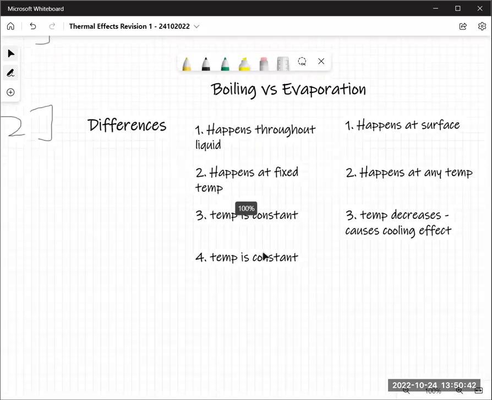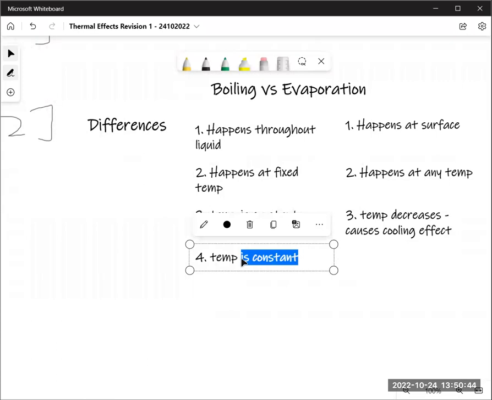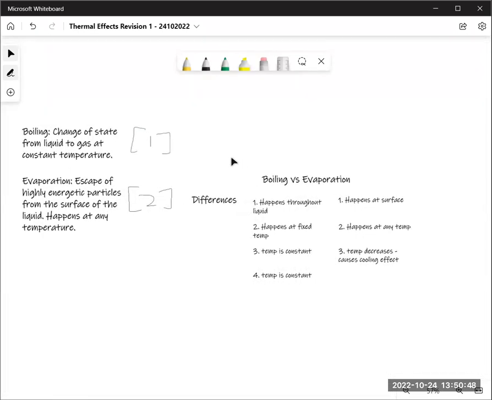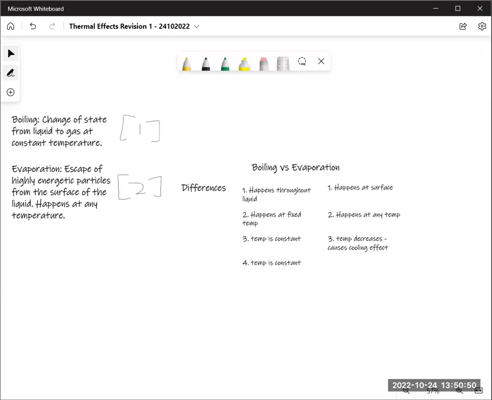Yes, Anas? Are we doing topic 2 right now? We are doing topic 2. Yes, we're doing thermal effects, topic 2. Now, anything else here? No, that's it. You should know that. That's good.